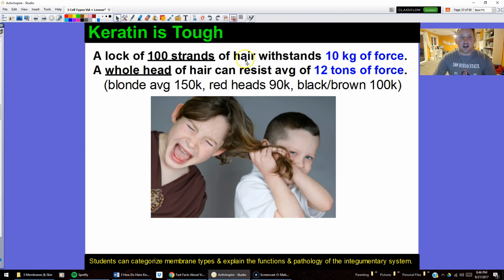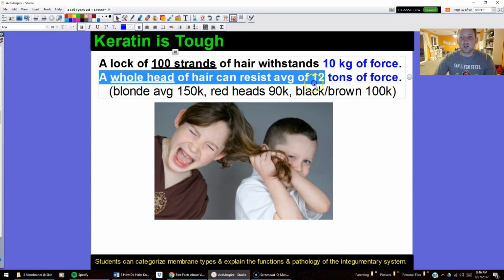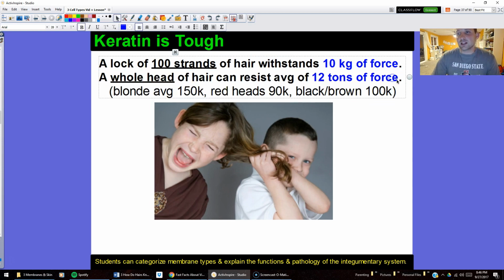Keratin is also very, very tough. If you take a lock of 100 strands, it can withstand 10 kilograms of force. There's 2.2 pounds in 1 kilogram, so 100 strands of hair can withstand about 22 pounds of force. A whole head of hair can withstand 12 tons of force. Unless, of course, you have my hair and I'm balding. So that would be less than that.